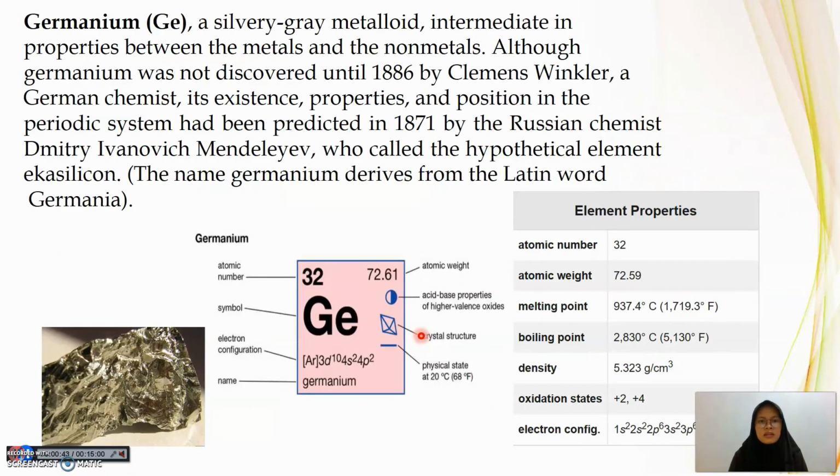Okay, next we will talk about germanium. So the atomic number of germanium is 32 and the symbol is Ge, with the crystal structure like this. Germanium is a silvery gray metalloid intermediate in properties between the metals and the nonmetals. The name germanium derives from the Latin word Germania. And this is the element properties of germanium, and this is the picture of germanium.